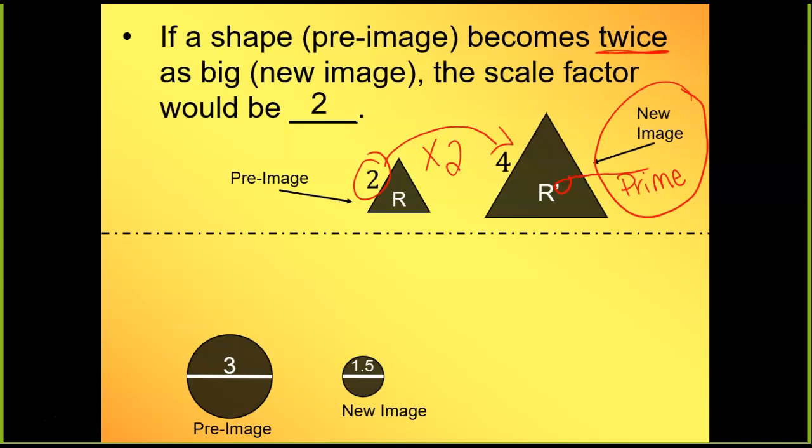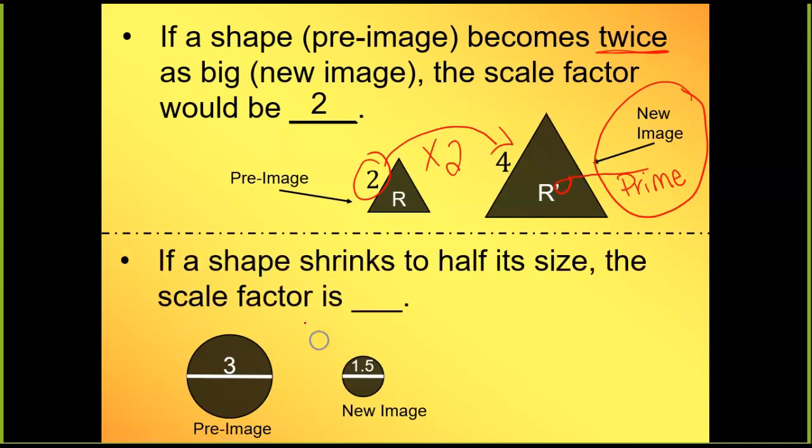So we know that this distance across the circle is the diameter. We're starting with the pre-image and we're going to the new image. If the shape shrinks to half its size, what do you think that scale factor is going to be? It is a reduction, but what is the scale factor? What's half? Think back what we did yesterday. Yesterday we multiplied by 0.5. So I could write that as a decimal, or I could write that as a fraction. How would I write it as a fraction? 1/2. Very good.